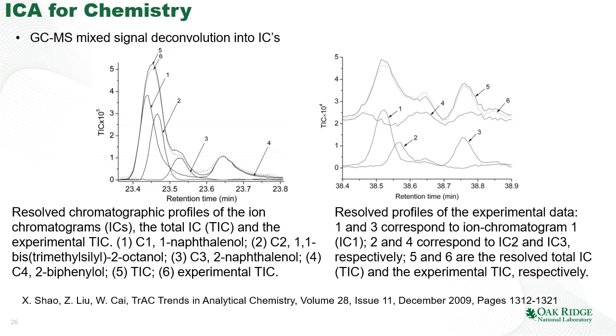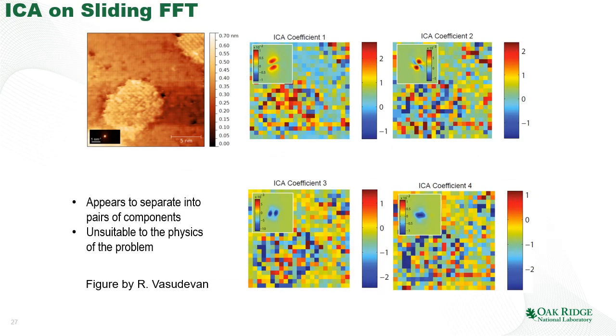This is an example of ICA being applied to mass spectrometry data sets. In this case, it allowed us to extract the signature of the individual components. But as applied to SPM and electron microscopy datasets, the results were a little bit mixed. This is an example where we tried to use ICA as part of this sliding Fourier transform approach to find the periodicity in the system. And we found out that it doesn't work this well.